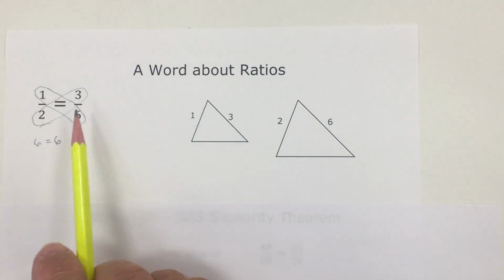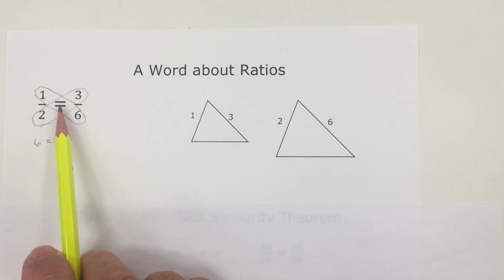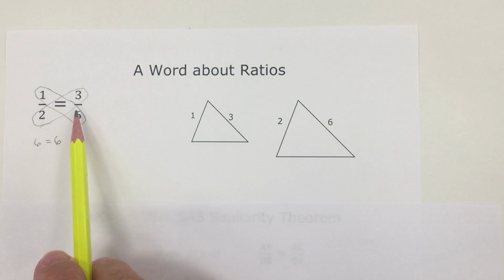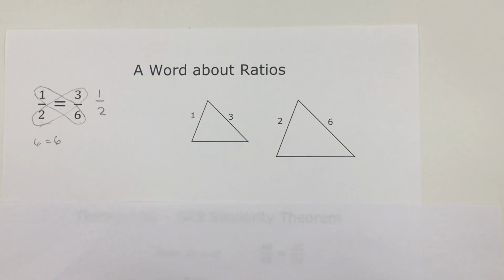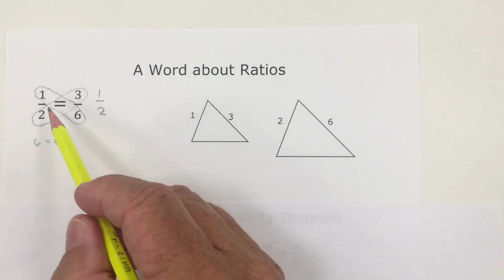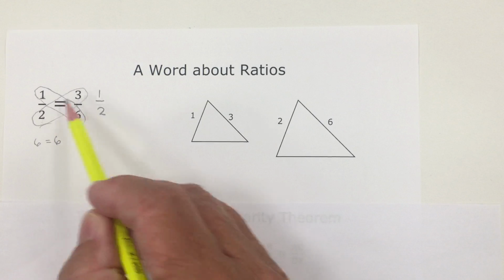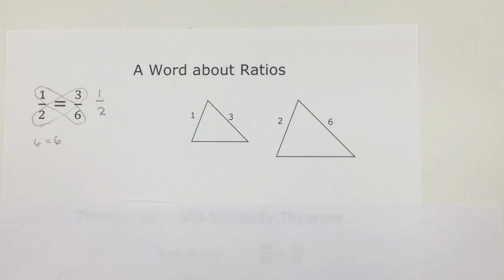So for example, we see this is 1/2 equals 3/6. Can we reduce this? We can. We can reduce it to 1/2, divide the top and bottom by 3, and we get 1/2. So 1/2 equals 1/2. We see that the two fractions are the same.